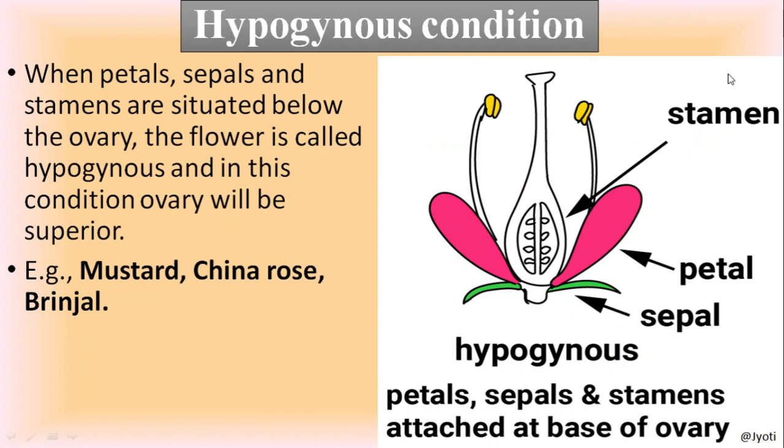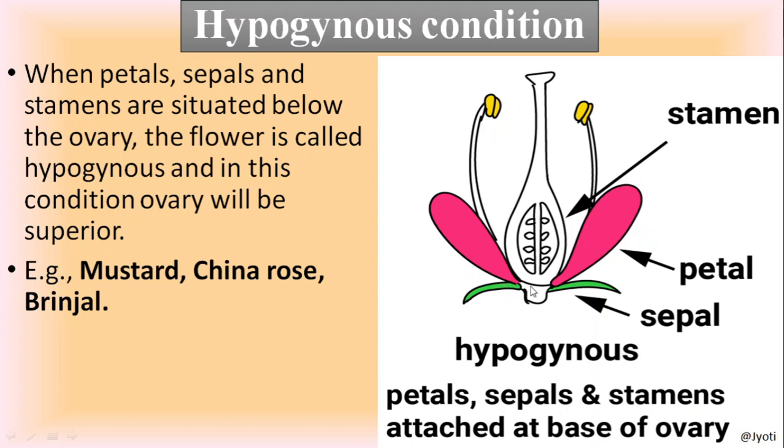Then, depending upon the development of the floral leaf from the thalamus, the flower may be of different types: hypogynous, epigynous or perigynous. So what is hypogynous condition? When petal, sepal and stamens are situated below the ovary.